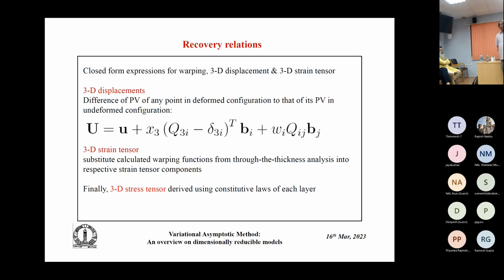So these 3D responses can be divided into displacements, the strain, as well as the stress tensor. The 3D displacement is nothing but the difference of the position vector in the deformed configuration to that of the undeformed configuration. And for the plate-like structure in the compact form, it is written here, where small u is the 2D displacements. And we know that we have estimated the warping. Substituting the warpings into the 3D strain tensor, we obtain the 3D strain tensors. Then using the constitutive relation, we can obtain the 3D stress.